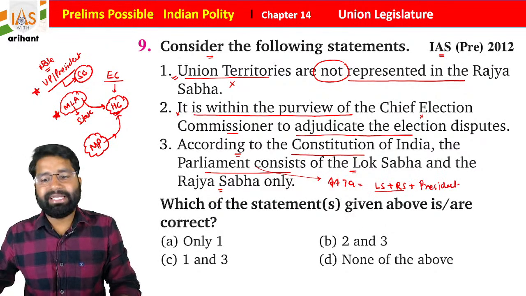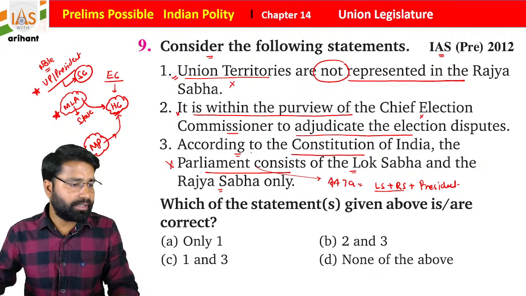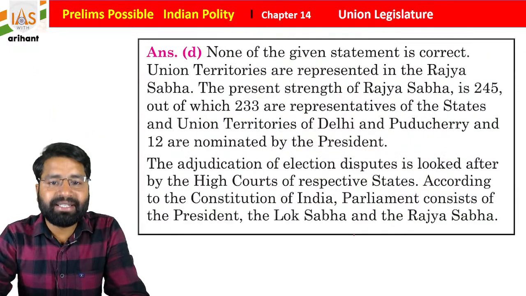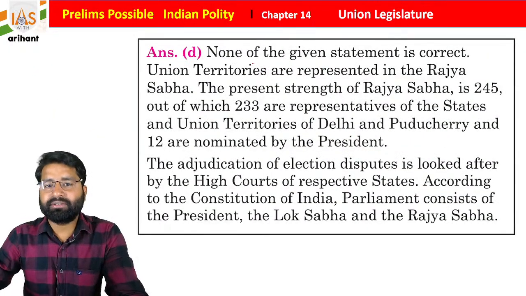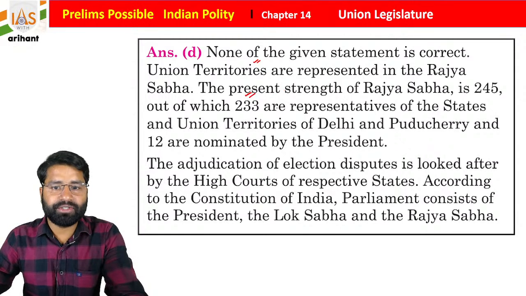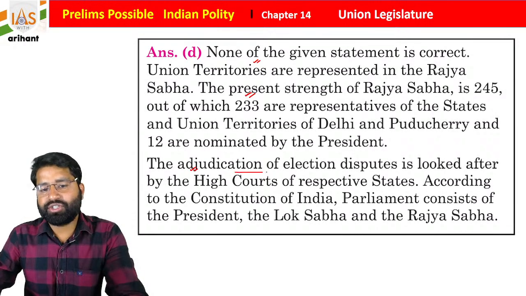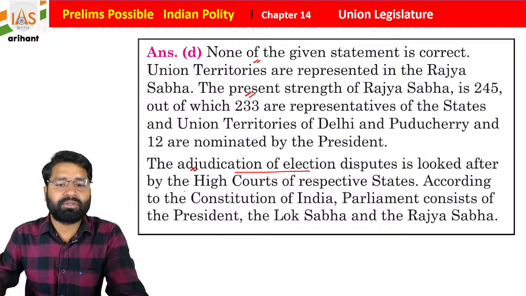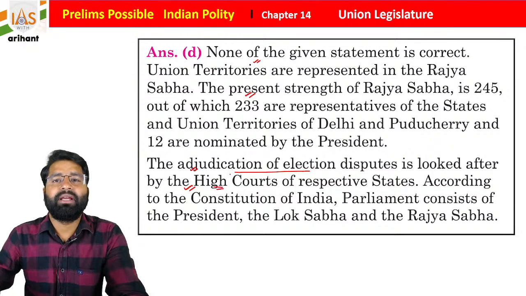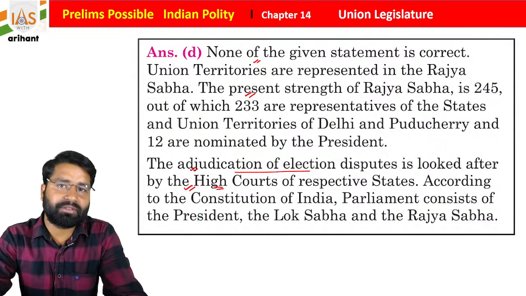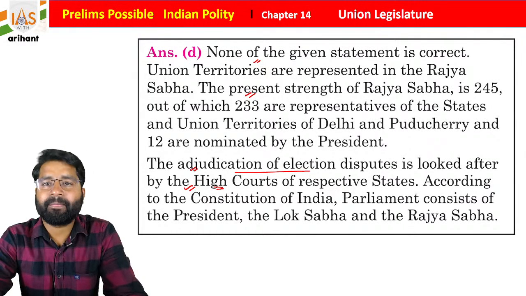So all three statements are incorrect. So automatically we will go with option D. Okay, so we already discussed the students. We all know that a union territory also gets representation in Lok Sabha as well as in Rajya Sabha, and the adjudication of election disputes is looked after by the High Court in the respective state. According to the Constitution of India, Parliament consists of Lok Sabha, Rajya Sabha, and the President of India.